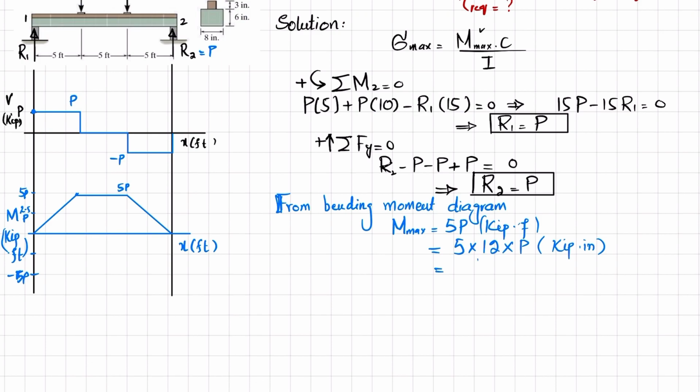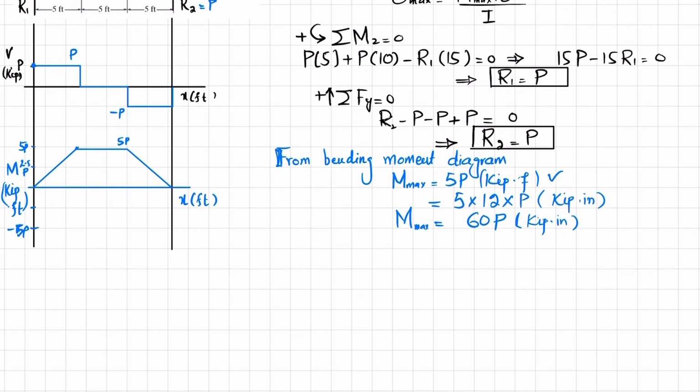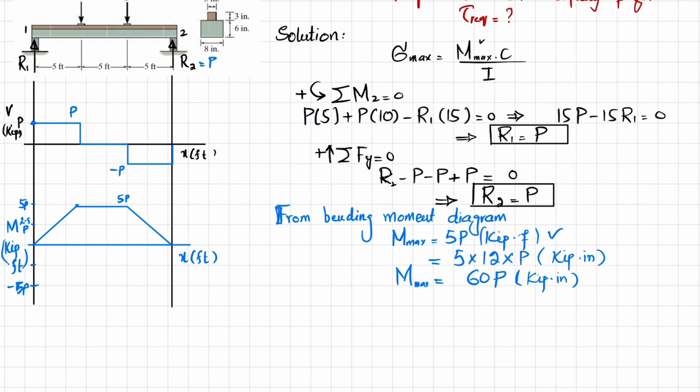So it will be equal to 60P. This maximum moment 60P is in kip into inch. If you are using feet, then you will use this 5P. Now we have found this maximum moment, so again you will find c and I for this.